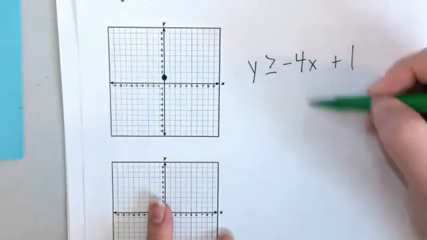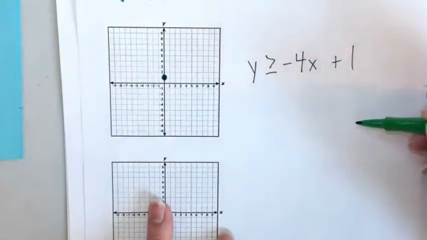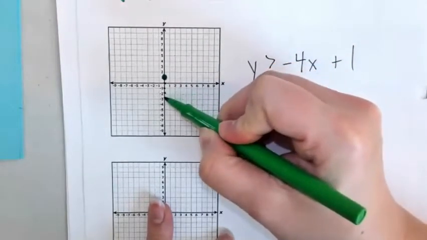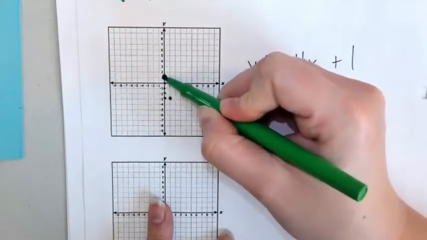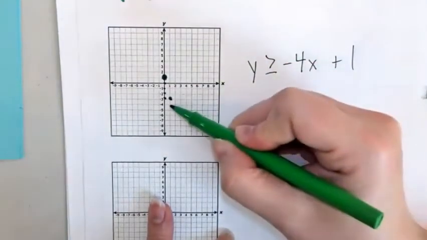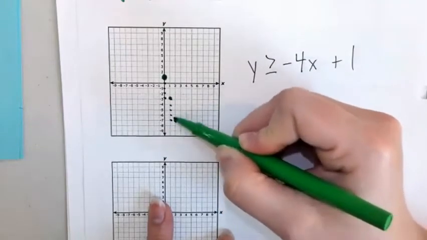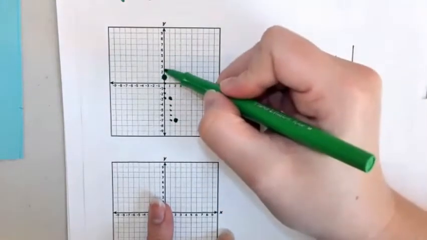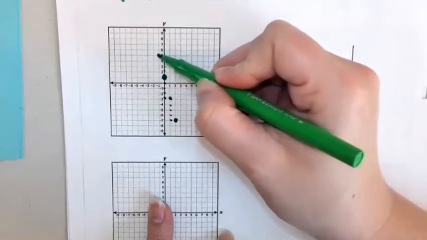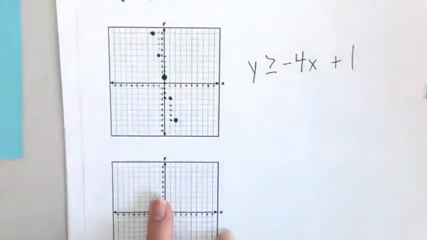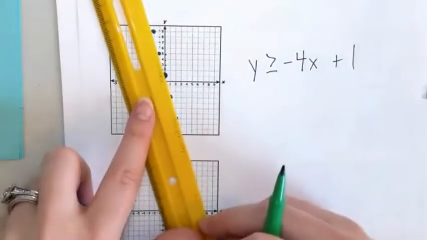So since it's negative, you're going to go down and over. So down 1, 2, 3, 4. Over 1. There's my slope. Down 1, 2, 3, 4, over 1. And that's as many as I'm going to be able to fit. You can connect a few more points. If you've got a ruler handy, you can always use that.